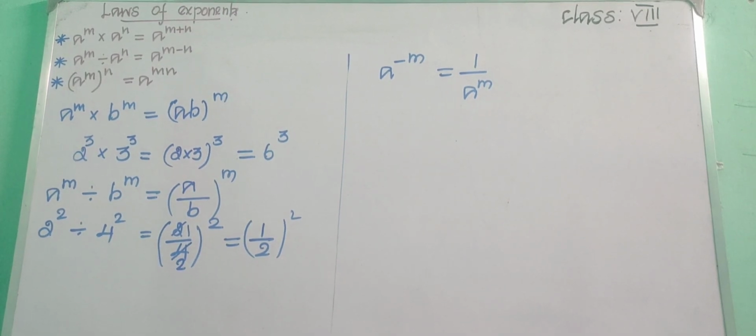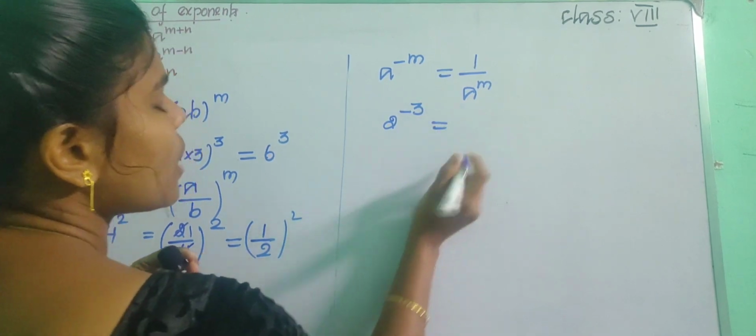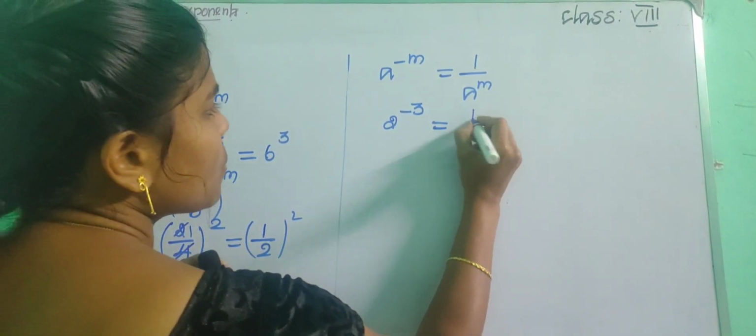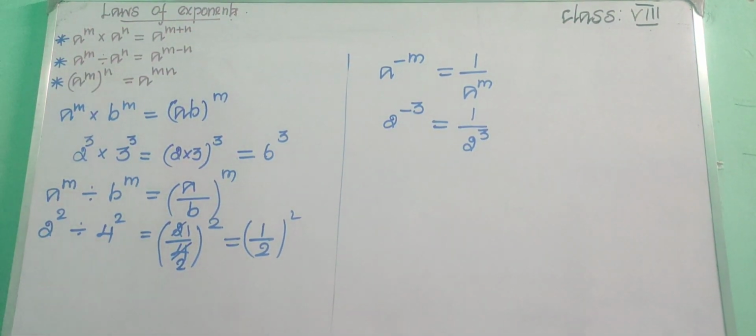Okay, children. So a power minus m equals 1 by a power m. See, if you are having 2 power minus 3, how will you get the answer? 1 by 2 power 3 is the answer. Is it clear, children? Okay, let us see the next rule.